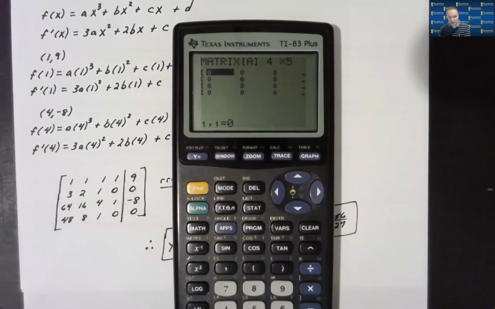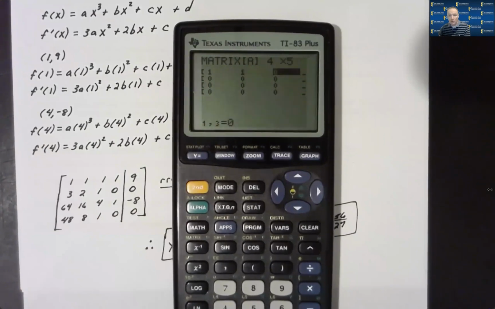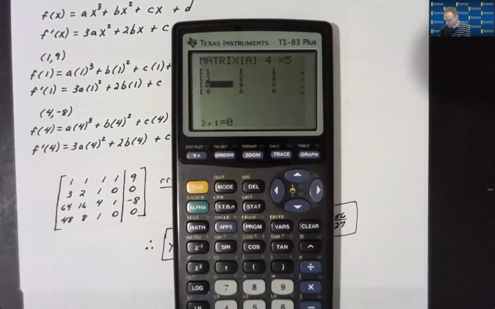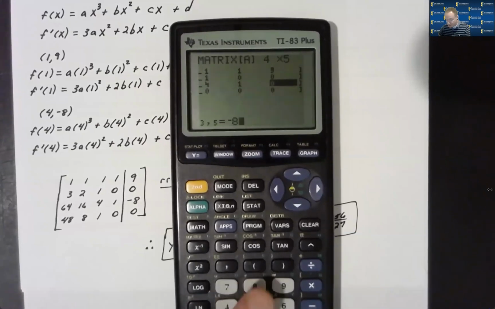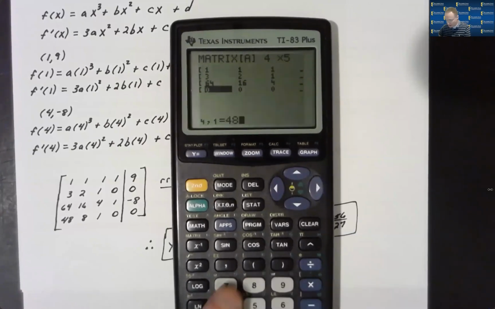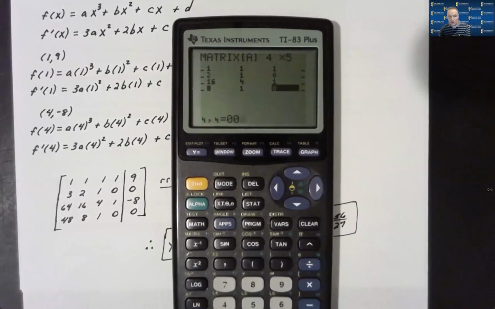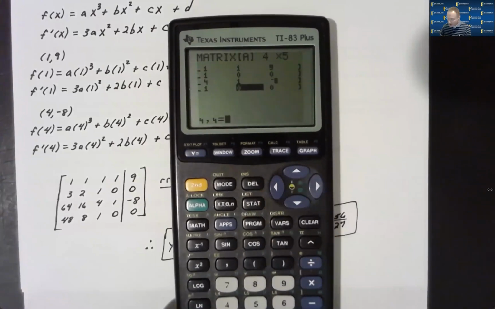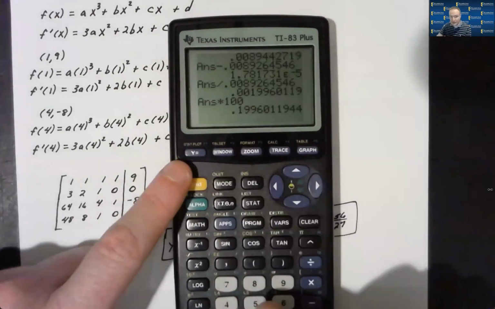So I just go to my matrix. It's 1, 1, 1, 1, and 9 for the first row. Second row, 3, 2, 1, 0, and 0. Third row, we have 64, 16, 4, 1, and -8. Of course, I'm hitting enter after every term I'm entering in. 4, 8, 1, 0, and 0. Whoops, not double 0.